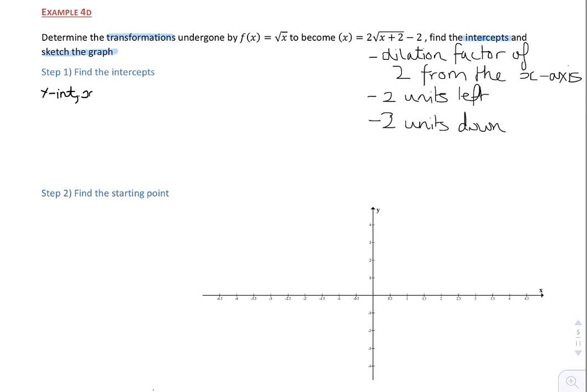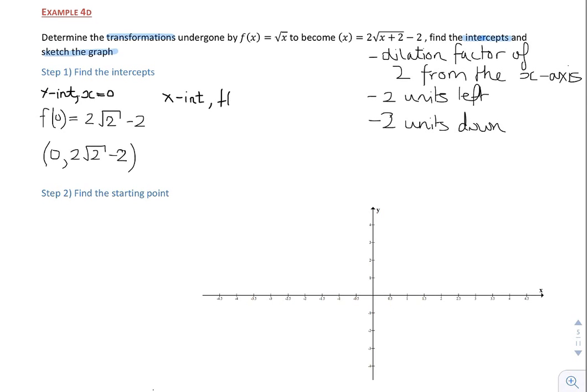So first, let's find our y-intercept. We're going to make x equal 0. In fact, this should be our f-intercept because we are actually going to the f-axis. So f(0), substituting in x equals 0 into our function, gives us 2√2 − 2. Approximately this is about 0.8 if you put that into your calculator. So we'll write this as (0, 2√2 − 2) in a coordinate point.